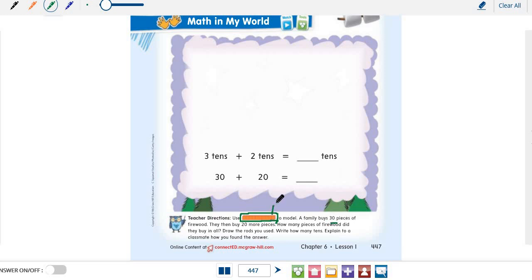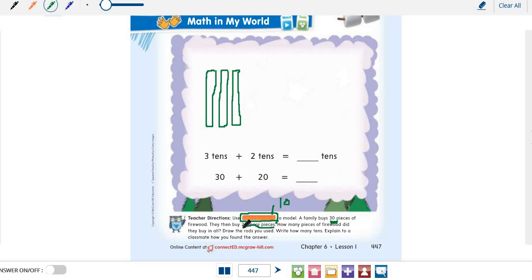What do you think? How many rods do we need to model 30 pieces? Each rod represents 1 ten. In 30, we have 3 tens. So we need 3 rods. 1, 2, and 3. 3 rods. Let's complete the story. Then they buy 20 more pieces. So interesting. They need more, so they buy 20 more pieces.